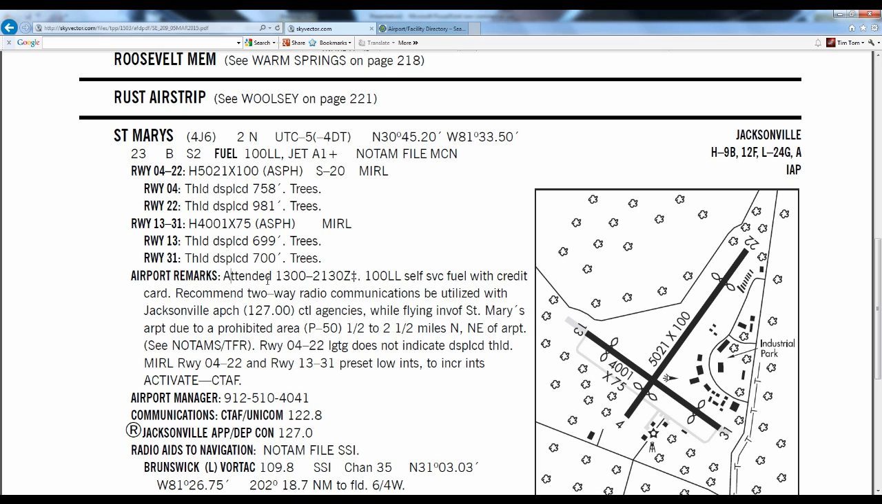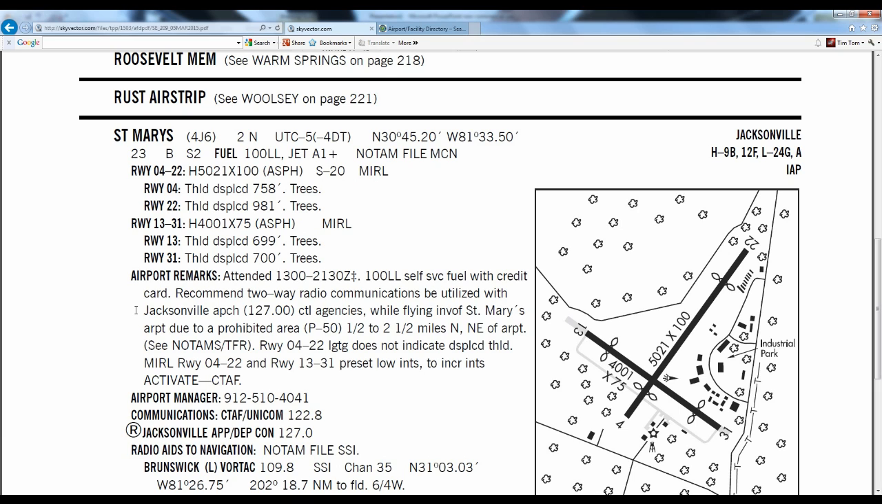Airport remarks, attended 1300 to 2130 Zulu, so from 1 in the morning Zulu time to 2130 Zulu time. 100 low lead self-service fuel with credit card, meaning there is self-service fuel available, so even if we go here and the FBO is closed, we can purchase fuel and just handle it ourselves.